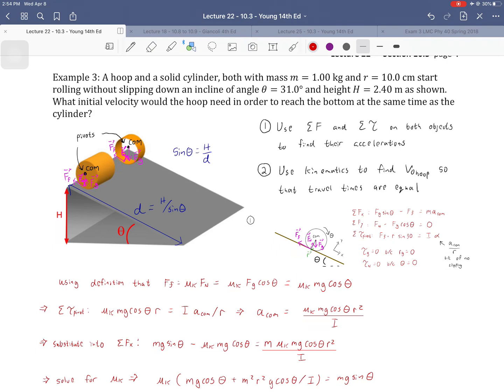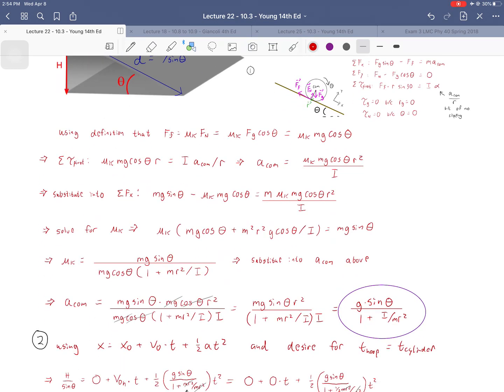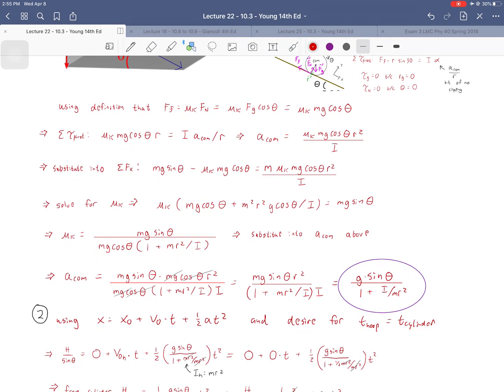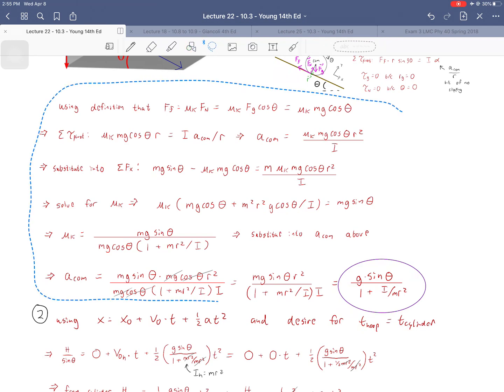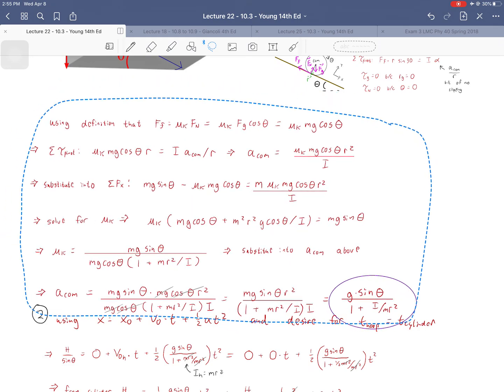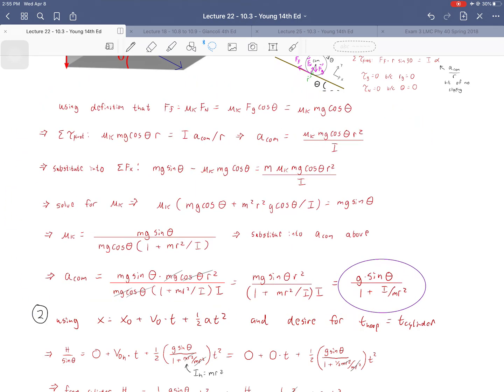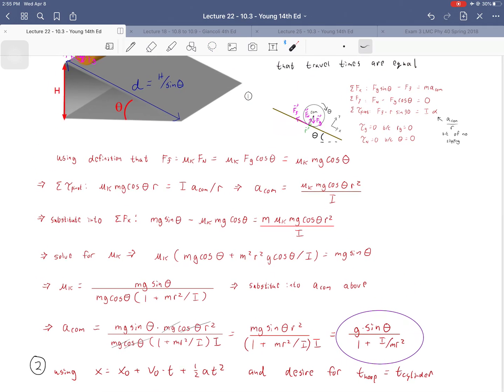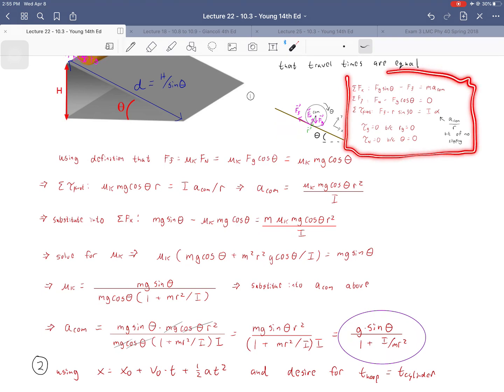And so the idea then is that the only way for them to arrive at the same time is to give the hoop essentially a head start, or to give it a push, so it starts off a little bit faster. So the approach here is I go ahead and find the angular acceleration. Notice this, though. This is a very interesting result. I kind of set this up as general for any shape, so I don't plug in the particular form of the moment of inertia for either the cylinder or the hoop. I just leave it as a variable I throughout all of the calculations.